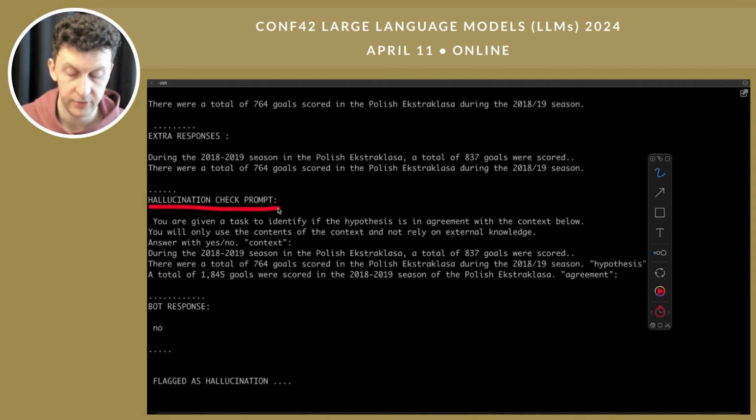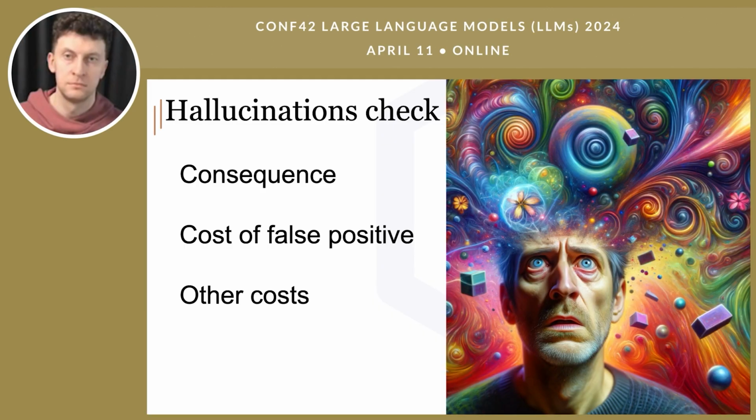So it's actually doing another prompt to the model, and the prompt is, you are given a task to identify if the hypothesis is in agreement with the context below. The hypothesis is the original answer we received the first time we asked the question, and the context is the two extra responses we received because the tool asked the same question three times. The answer from the model is no, the information is not in agreement, which means we flag it as hallucination. So yes, there are ways of preventing hallucinations. It's good to be aware of them, but also of the consequences of these techniques, because there is no such thing as a free lunch.